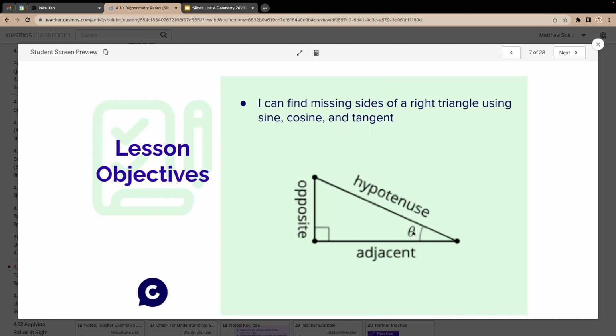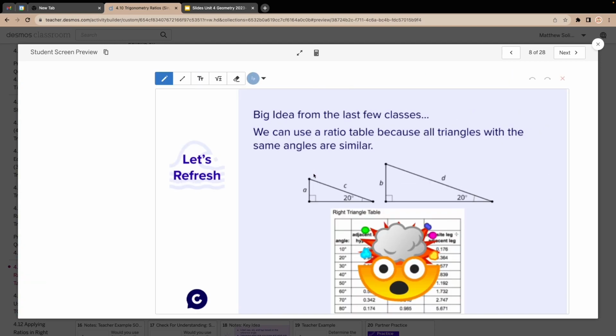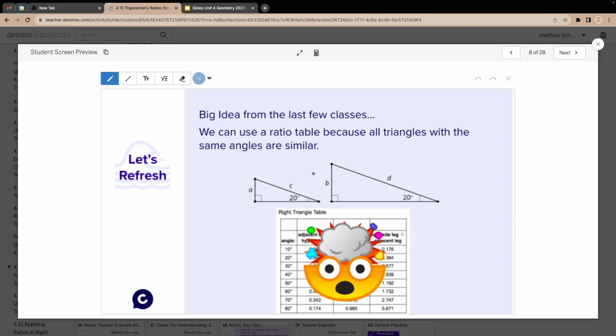So we've been talking about reference angles, opposite side, hypotenuse, and adjacent. Remember that hypotenuse is always the longest side across from the 90. And this reference angle affects how big the opposite side is, right? As I make that angle bigger, that side gets bigger. So those are some big ideas.